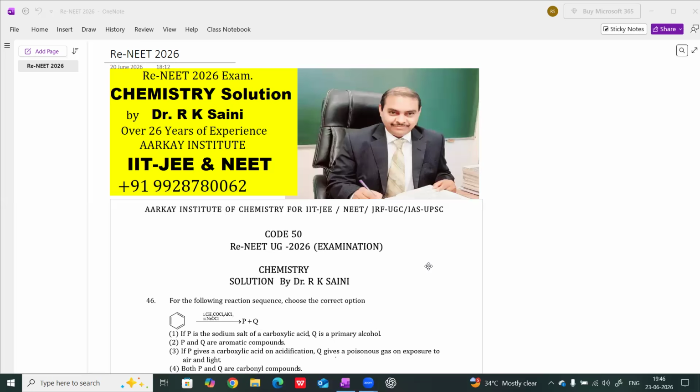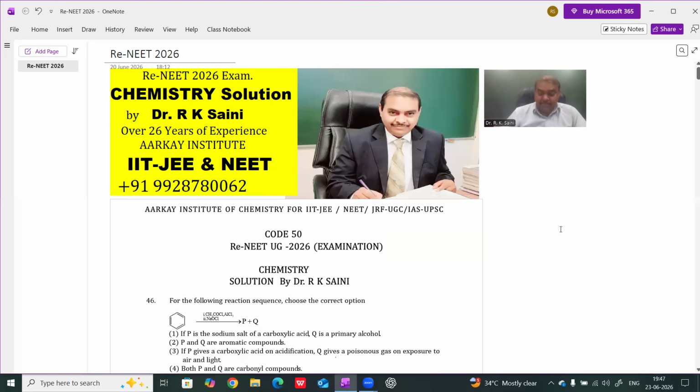The examiner has designed the paper carefully, keeping the prescribed syllabus in mind. There are no exceptionally difficult questions. Most of the questions are simple, direct, and based on the NCERT textbook. So let's begin our discussion and analyze the paper question by question. Question number first from chemistry.